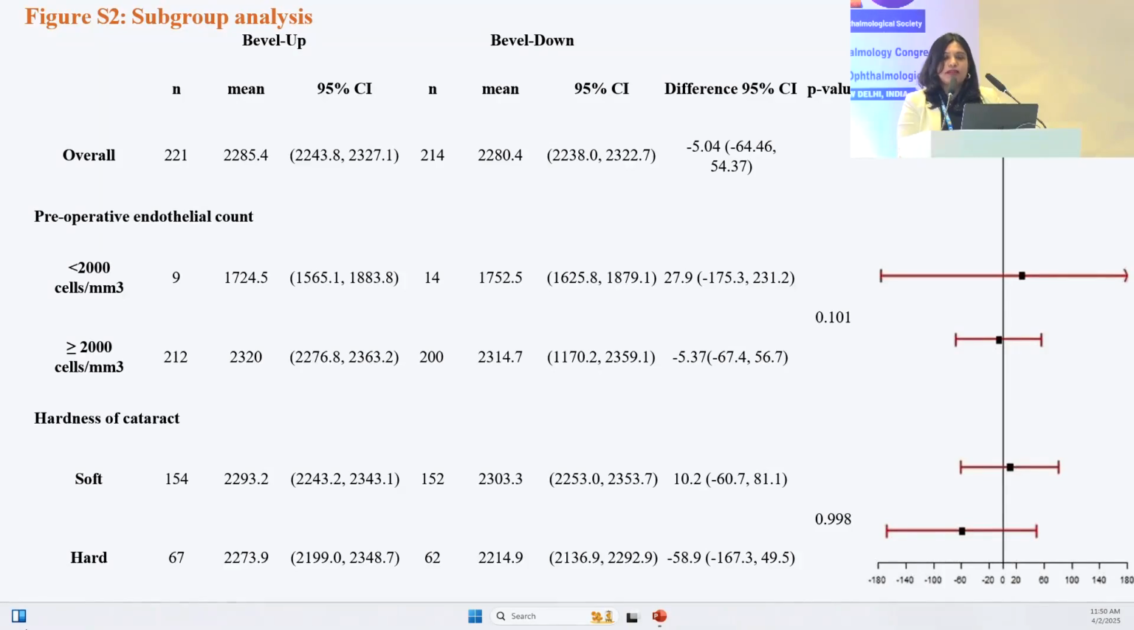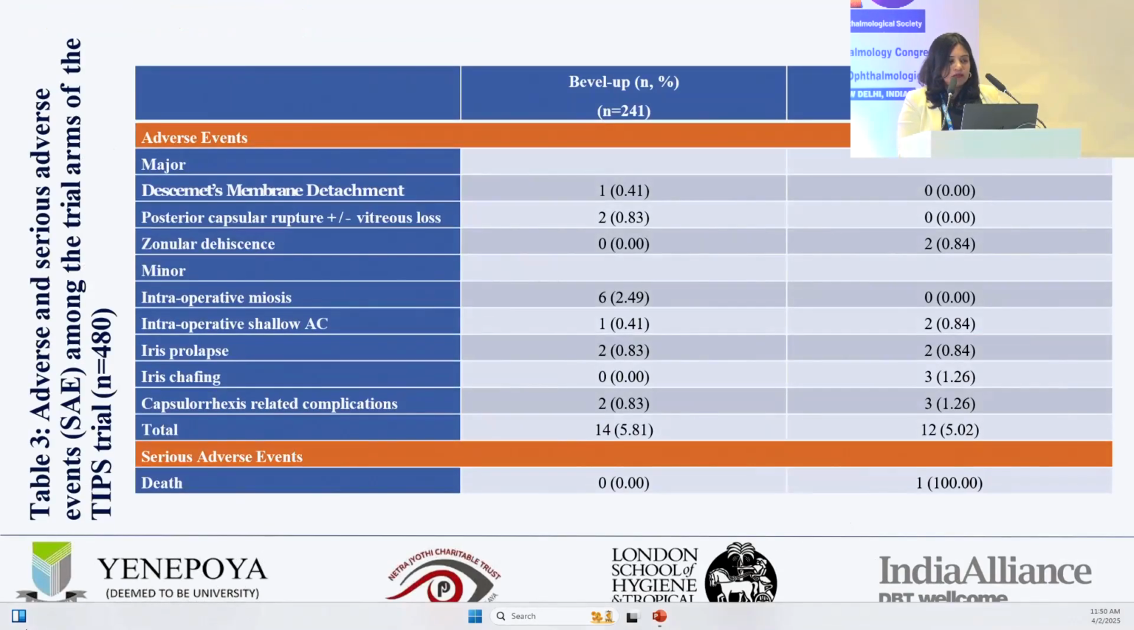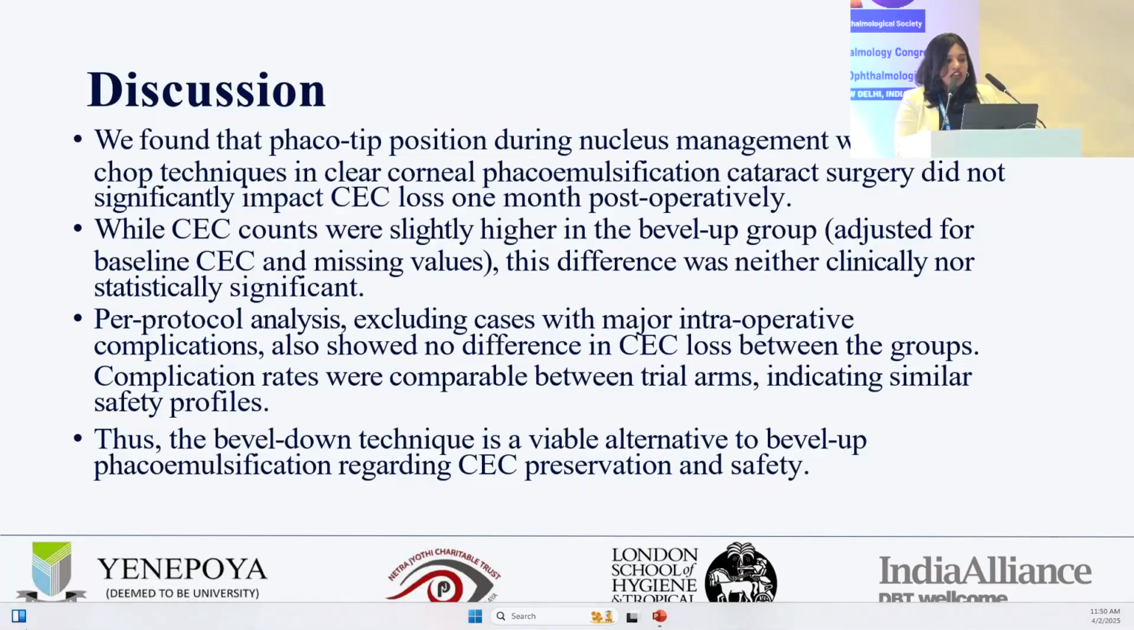We did a subgroup analysis where we tried to see if there is a difference in the interventions between those who have lower endothelial counts and those with harder cataracts, but we did not find any significant difference. Coming to the intraoperative adverse events, both the trial arms did not show any significant difference in terms of intraoperative complications.